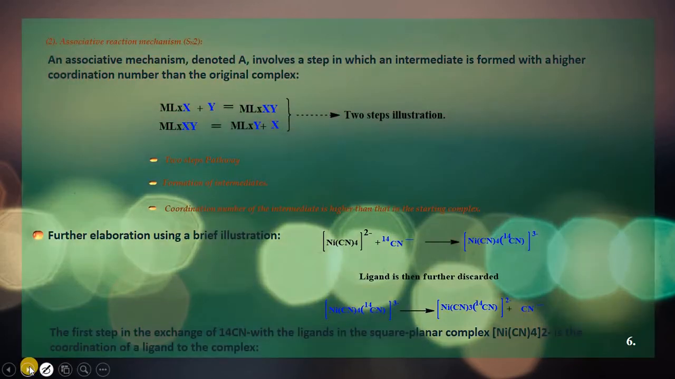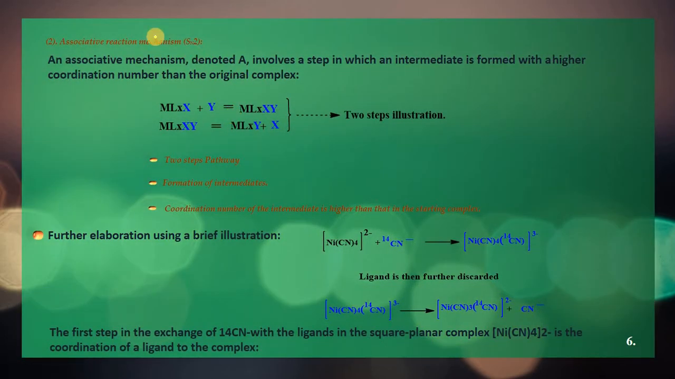Going to my next slide, which is the associative reaction mechanism. I explained to you that SN1 is a dissociative reaction mechanism and SN2 is an associative reaction mechanism.